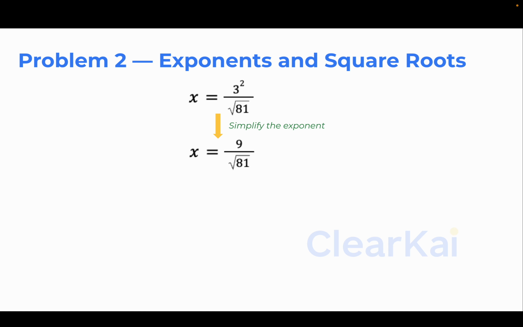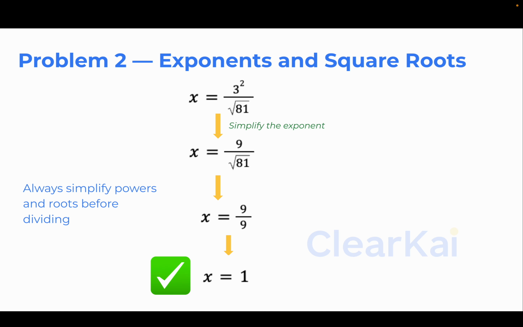Next, we simplify the square root. The square root of 81 is 9, because 9 times 9 equals 81. So we have x = 9/9, and that simplifies to just x = 1. So our answer is 1. Always remember, when you see exponents or roots in the same problem, simplify those first, before dividing or doing anything else.